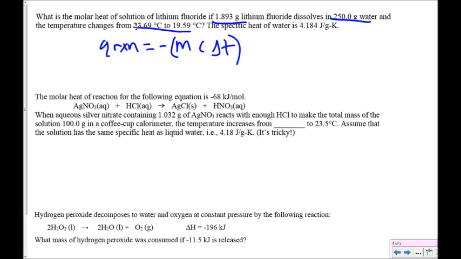And then finally, delta T. Remember, that's final minus initial. So in this particular case, we're going to get a negative value. And that's then going to cancel with that negative value. So the Q of the reaction is going to be positive. So that means the reaction must be endothermic. Well, that makes sense. If the water was going down in energy, it was losing energy.